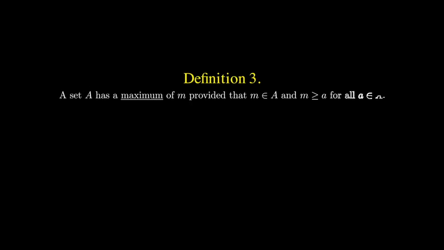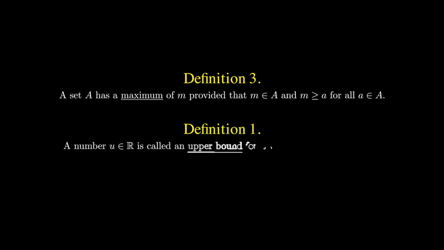Looking at the definition, we see that the definition for a max versus the definition for an upper bound have similarities. For example, they are both greater than or equal to every element in the set. So the main difference is that a max needs to be in the set, whereas an upper bound doesn't need to be in the set. It just needs to be above the set.